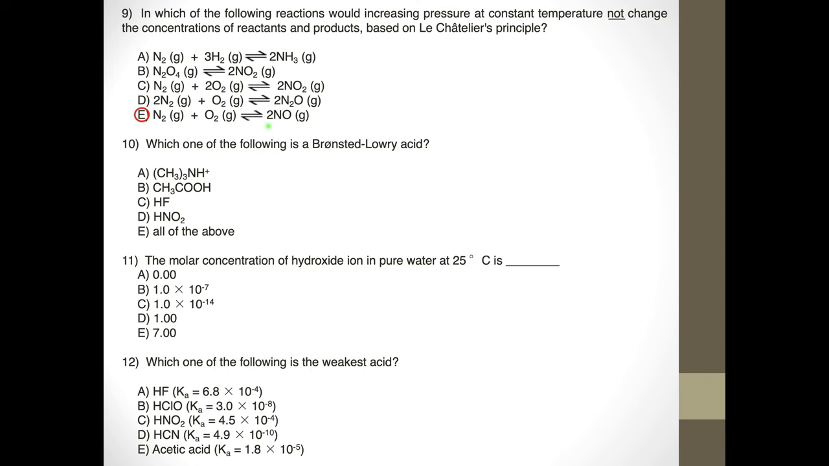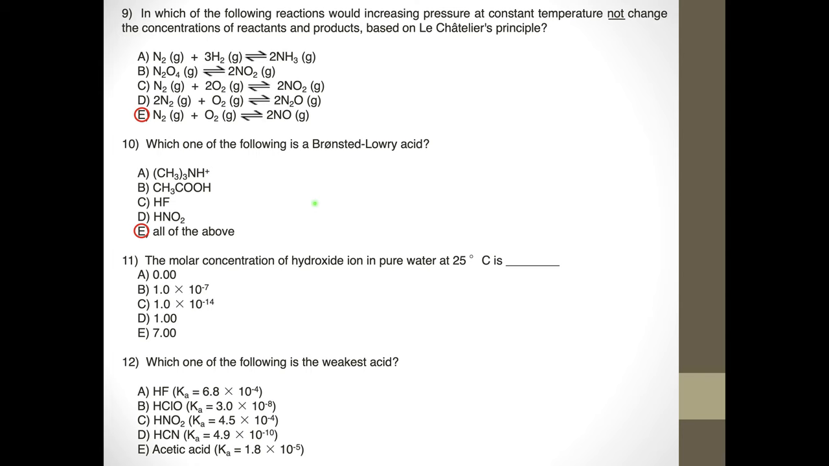Number 10, which one of the following is a Bronsted Lowry acid? The Bronsted Lowry acid is the one that donates hydrogen, so they must have hydrogens available. And here we have ethylamine that is protonated, and this hydrogen can be donated. Acetic acid here is an acid by definition, as well as HF and HNO2, so all of them are basically acids that have the ability to donate that proton. So it's letter E, all of the above.